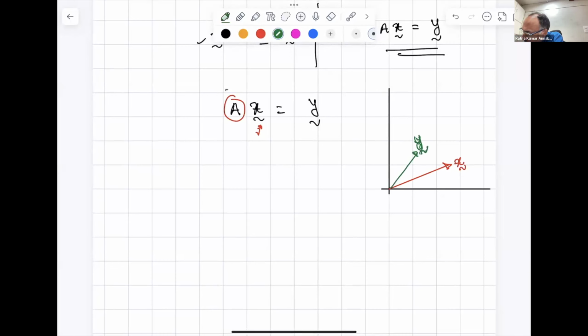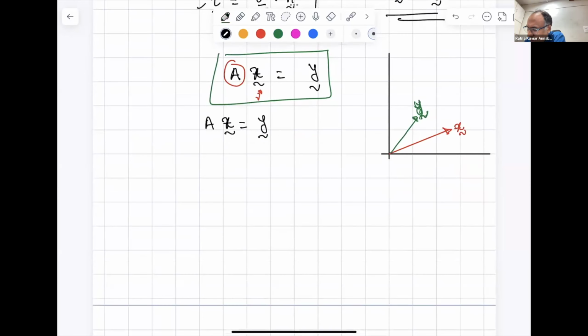And that is what this statement tells you. Ax equal to Y means matrix A operating on a vector X to give me a new vector Y. It can be any new vector. All of you agree with that? Is this clear? Yes, sir.